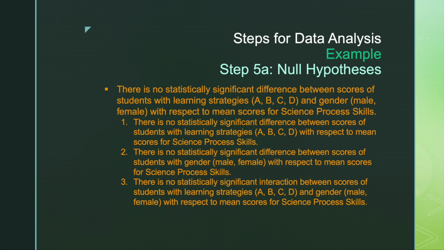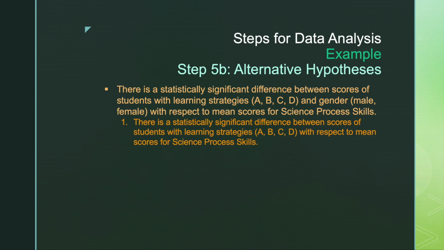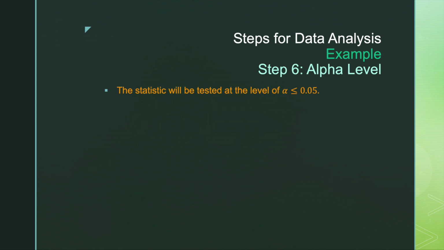We follow that up with the exact same thing, doing alternative, now saying that there will be a difference for each one of those original null hypotheses. Step 6, stating the alpha level. The statistic will be tested at the level of alpha less than 0.05.